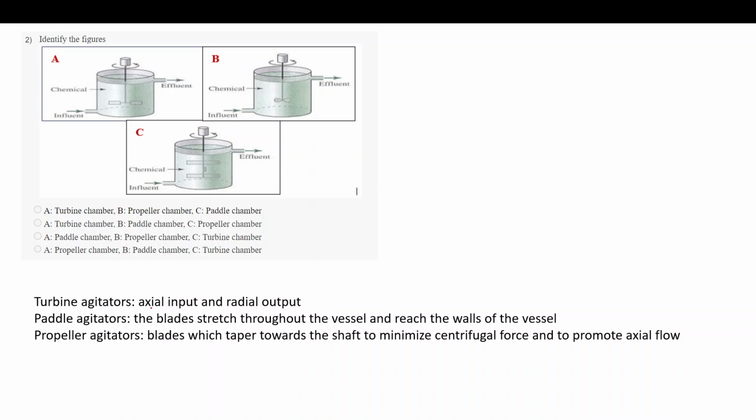For example, turbine agitators have such a shape that the mix input is axial, while the mixing output is in radial form. Paddle agitators have blades uniformly distributed throughout the reactor, and also near the wall, so that agitation is complete. In case of propellers, you just have axial mixing. So here the correct answer is A is turbine agitator, B is propeller, and C is paddle.